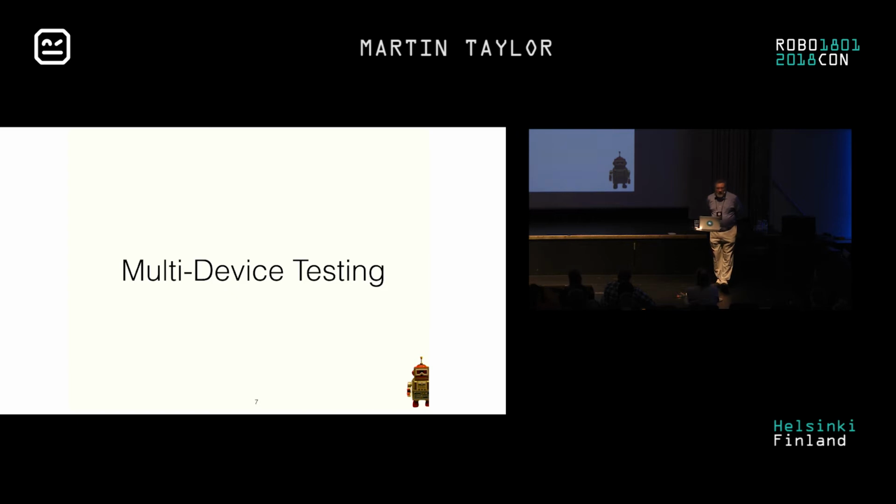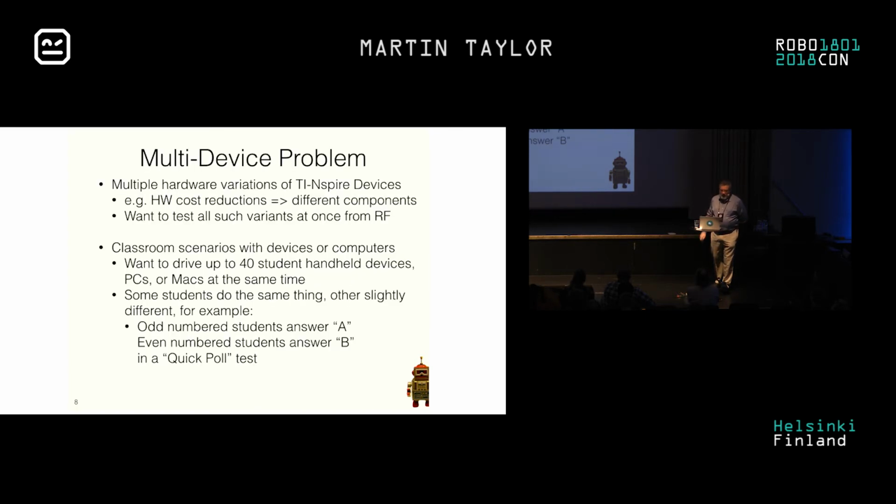So that was the environment I was working in, and now the multi-device problem, we had two aspects to that. One was that there were multiple variations of the hardware devices, and they were all available in the market, and so they all needed testing and proving. Mostly due to hardware cost reductions. They change the components, they get a cheaper build. We want to make sure those components don't change the behavior of the system. And we want to test all of those variants at once from Robot Framework. We don't want to have a run for this calculator and then a separate run for the next one and so on.